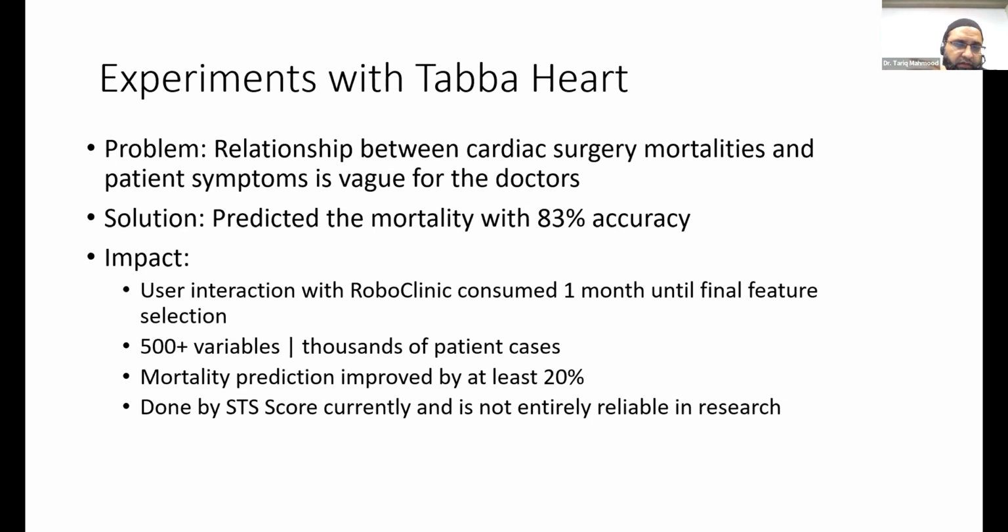Typically, the Society of Thoracic Surgeons, STS, has a score which gives you the mortality in this scenario for heart patients, but it achieves a maximum accuracy of 80%, and only once. There's a lot of doubt regarding this STS score for normal usage. So that's why the hospital asked us, and after a lot of difficulty, we were able to achieve 83% accuracy with our ensemble algorithm. We're trying to increase that still, but our algorithm gives us this 83%. And that's a huge improvement. It's at least a 20% improvement over the average STS score.